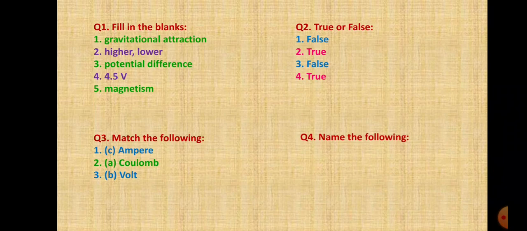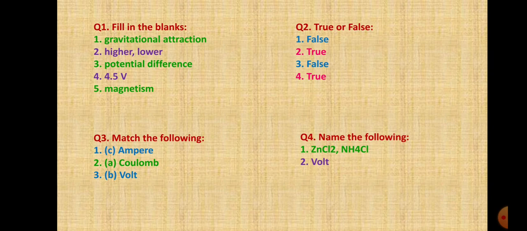Name the following. First one is two electrolytes in dry cell in the form of wet pulp. It is zinc chloride and ammonium chloride. I had given you the molecular formulas. ZnCl2, that is zinc chloride, and NH4Cl, that is ammonium chloride. Second one is the unit of potential difference in SI system. It is volt. So the unit of potential difference in SI system is volt.